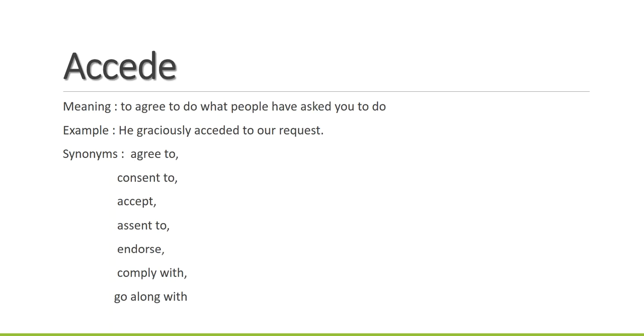And the next one is assent, meaning to agree to do what people have asked you to do. Example, he graciously assented to our request. Synonyms are agree to, consent to, accept, endorse, go along with.